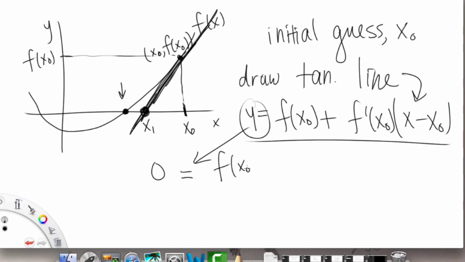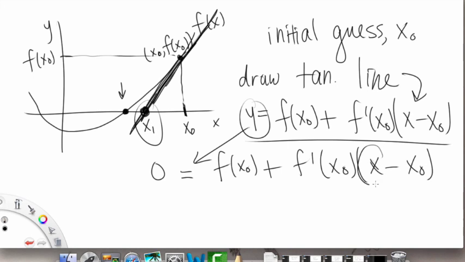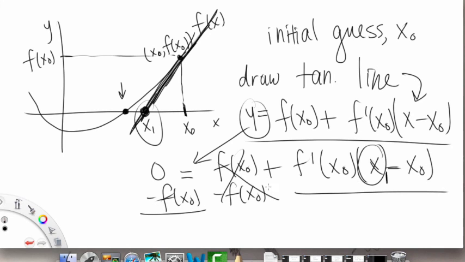So then we have 0 is equal to f of x naught plus f prime of x naught times x minus x naught. If we go through and try to find at what x value our x sub 1 is, this is the unknown, this will end up being our x sub 1. If we solve for x sub 1, we subtract f of x naught to the other side, so we get that negative f of x naught is equal to this thing on the right side, because these go away. Eventually we're going to get to the following fact. I'll write that on the next slide.